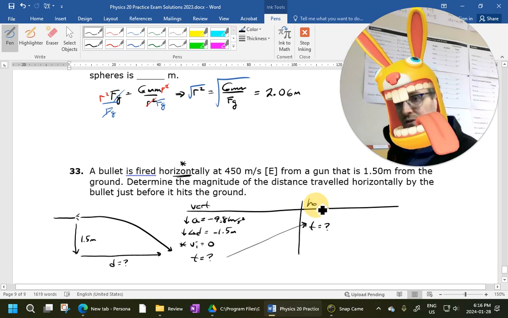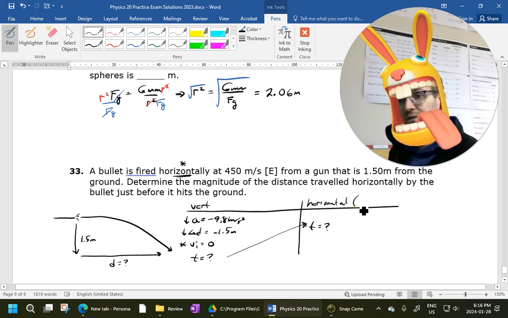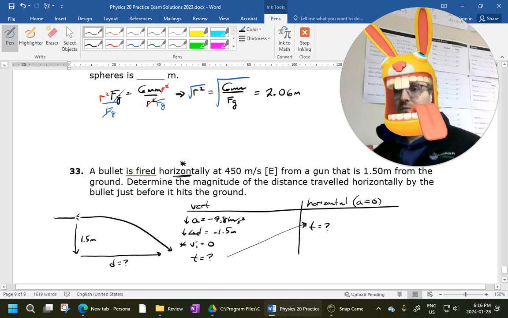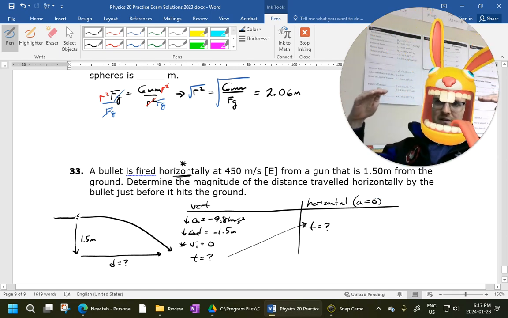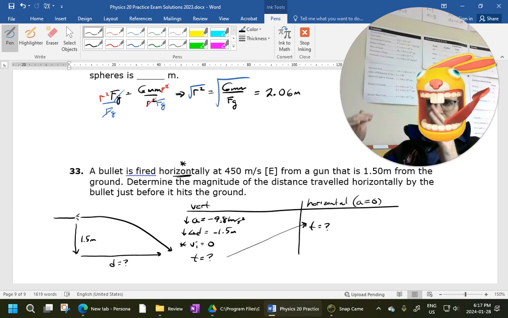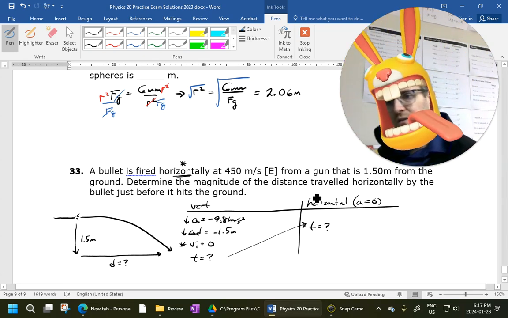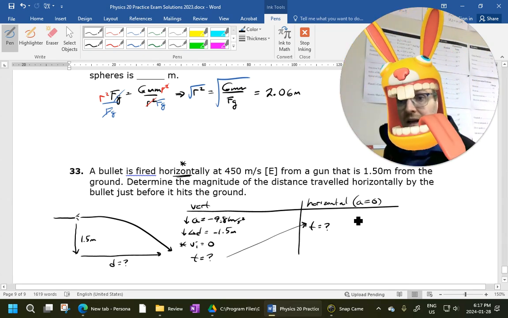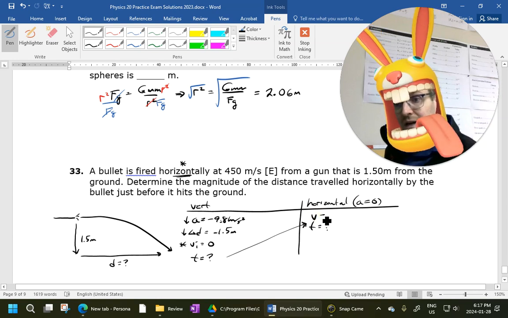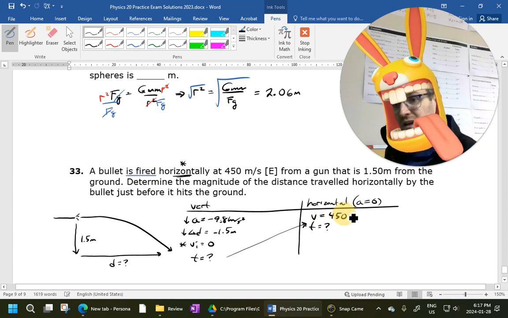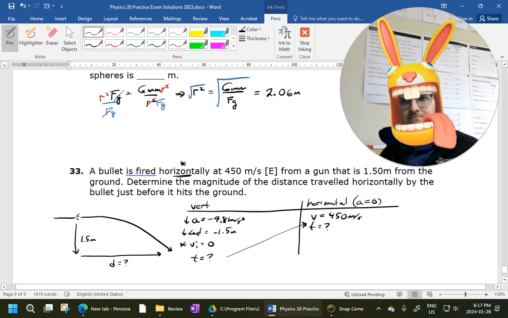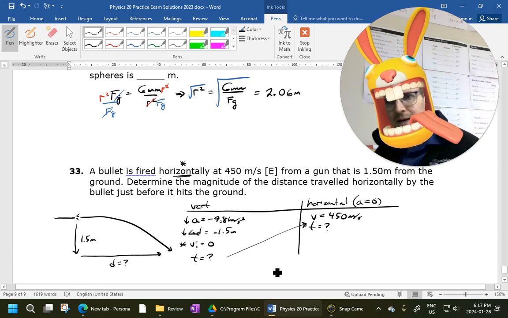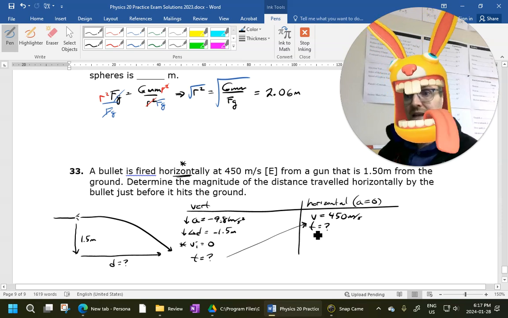Because in the horizontal direction, there is no acceleration. A is equal to 0. I'm assuming there's very little resistance on the bullet horizontally. If there's very little resistance, nothing's going to be pushing on it to slow it down, so A is equal to 0. And since it's shot horizontally, that's my initial velocity in the horizontal direction, but it never changes because there's no acceleration. So it's like my initial and my final at the same time, my average velocity.